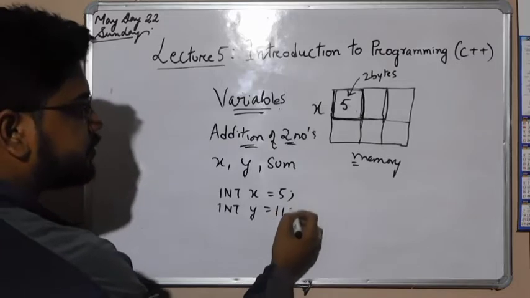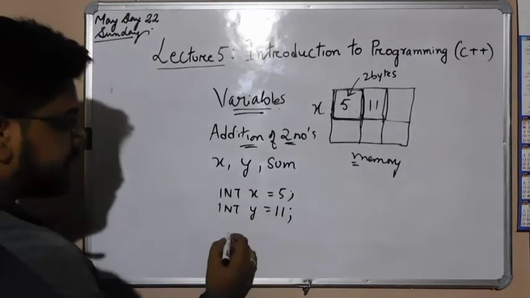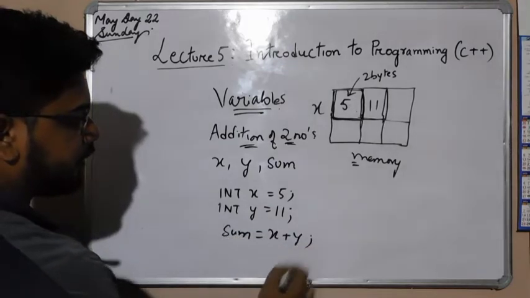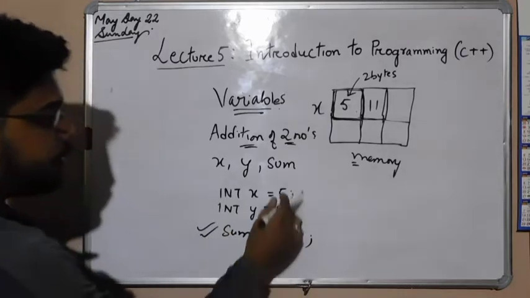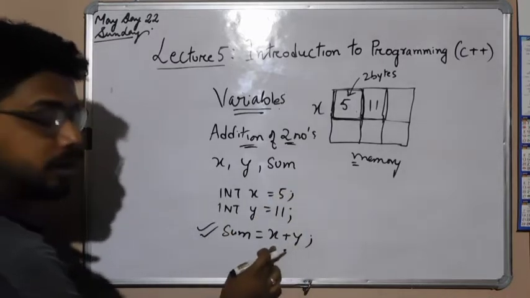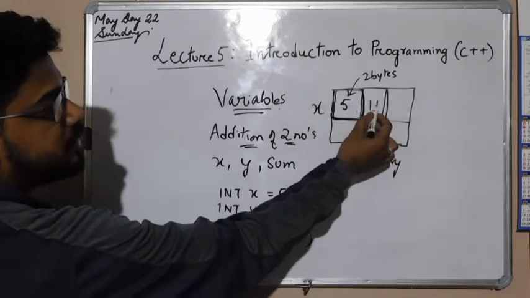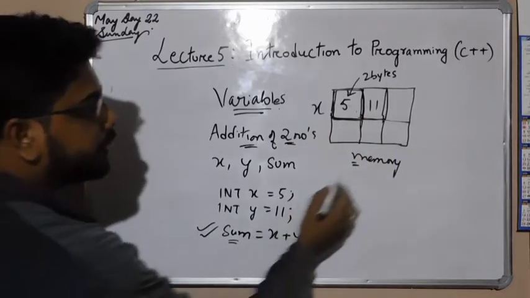So 11 gets stored where? 11 gets stored here. Now what is the process? Sum equal to x plus y. Now what does this mean? This means that whatever values the two variables x and y are holding, there is a third variable named sum.